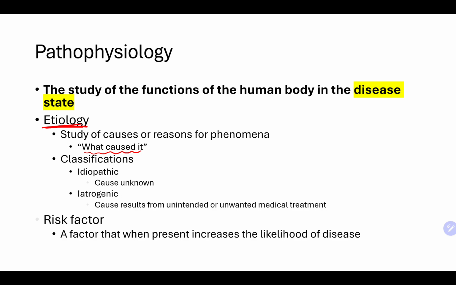Now, when we look at the different classifications of diseases, it could be idiopathic, right? Idiopathic means the cause is unknown. Or it could be an iatrogenic disease. An iatrogenic disease is a disease caused from the results of unwanted or unintended medical treatments from, for example, surgery. Then you have infectious diseases, a disease that's going to come from some type of infectious agent, such as a bacteria or a virus or a fungus.